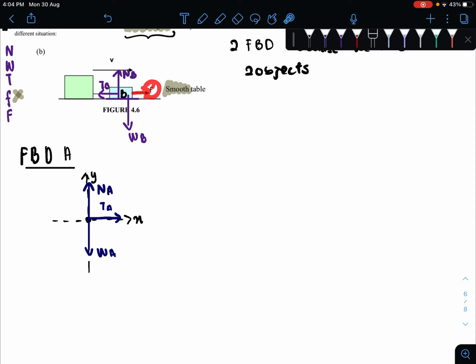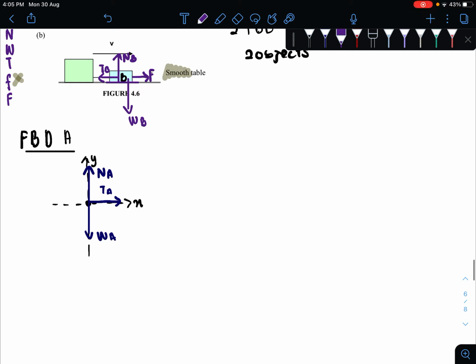And then finally external force. As you can see here, the object is being pulled by an external force, F here. So we'll have external force acting on B. Alright. Okay, so we have 4 forces here.